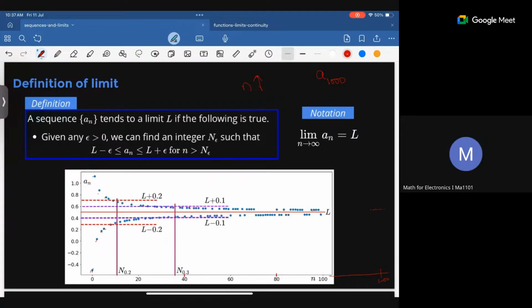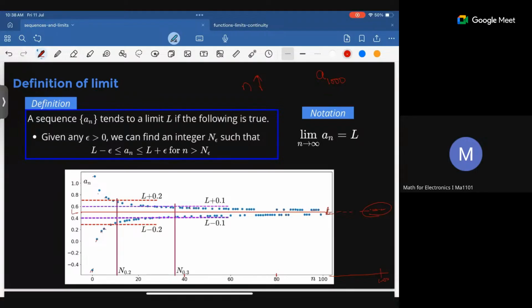So there will be a very little difference. Which implies that at 1000 itself, my sequence values are all becoming the same, and that is equal to this L, this height L, which is 0.5 in this case. If my sequence is behaving like this, such sequences are called convergent sequences.